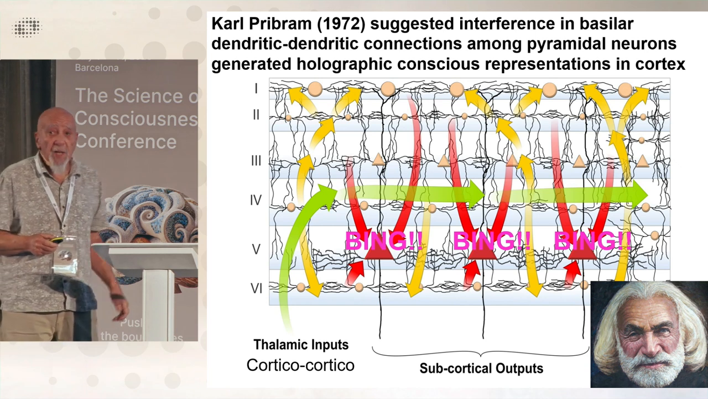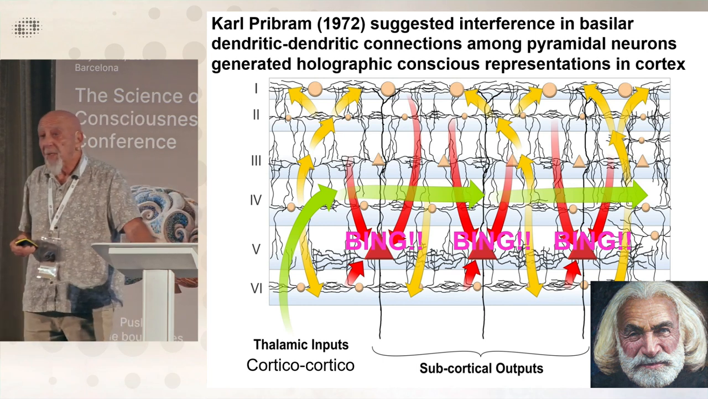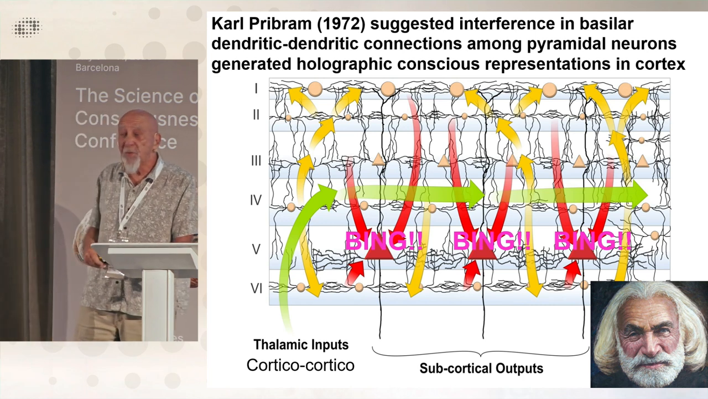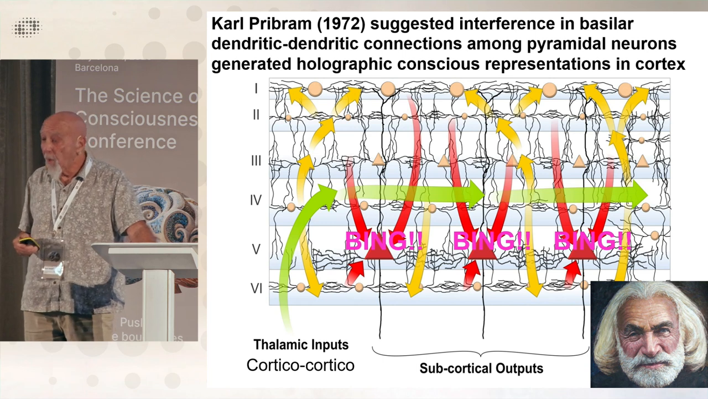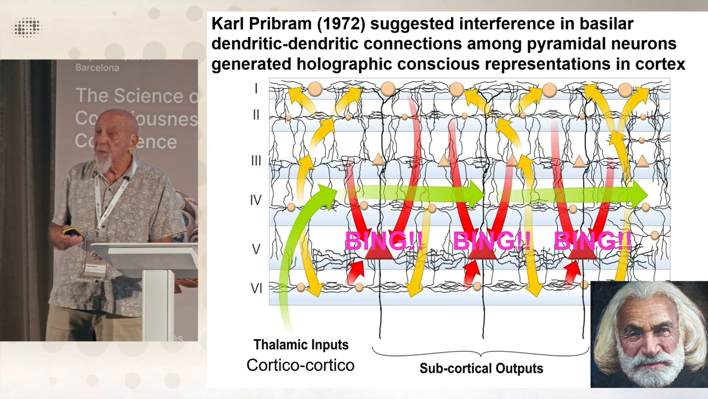And he was criticized because, as he told me later, people told him, well, for a hologram, you need a laser to make a holographic plate or something like that. And Karl said, there are no lasers in the brain. I said, Karl, there sure are. They're called microtubules. And we actually wrote a paper, and I still think this is a good model.